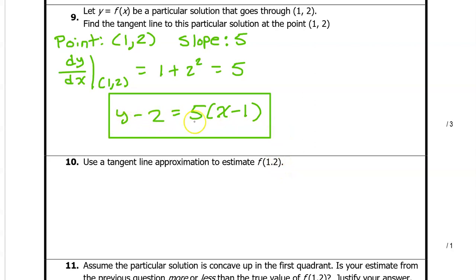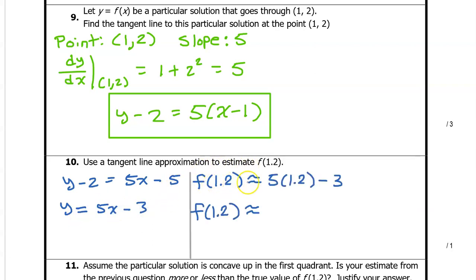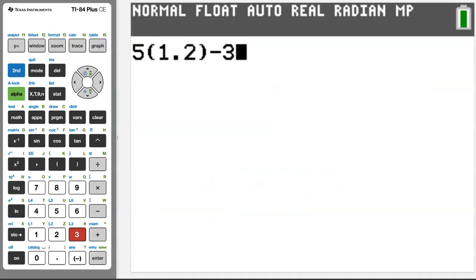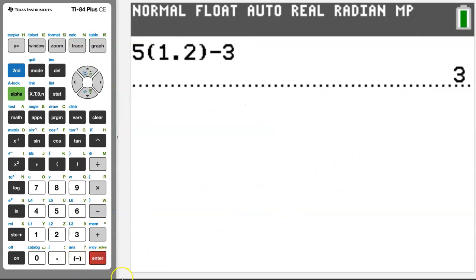To use this tangent line to estimate the value of f at 1.2, it will be more convenient if we get y by itself first. So, distributing the 5 across the parentheses, we have y minus 2 is equal to 5x minus 5. Adding 2 to both sides, we have y is equal to 5x minus 3. So f at 1.2 is approximately equal to 5 times 1.2 minus 3. And that's 3.